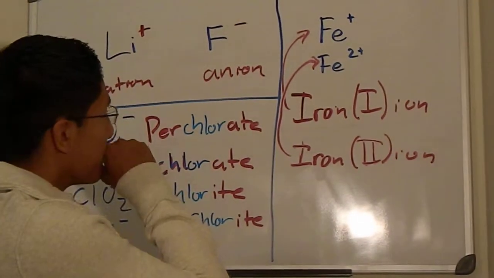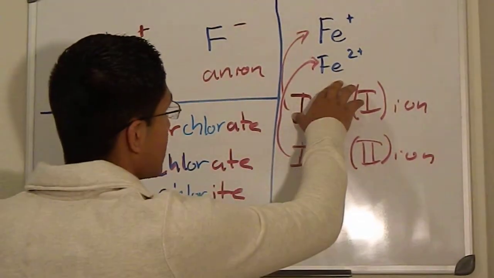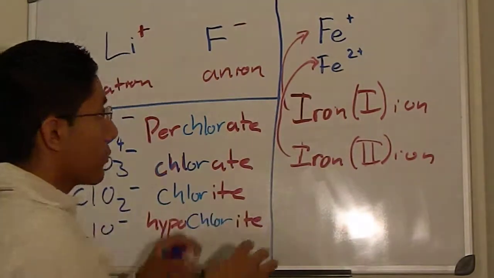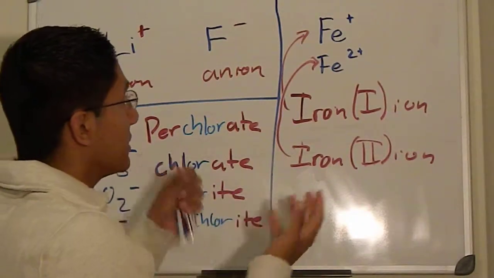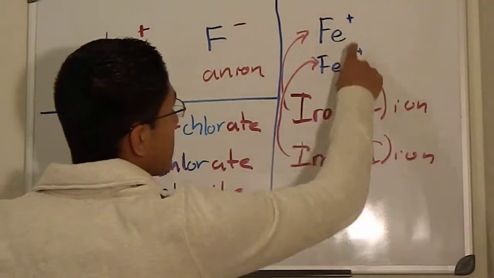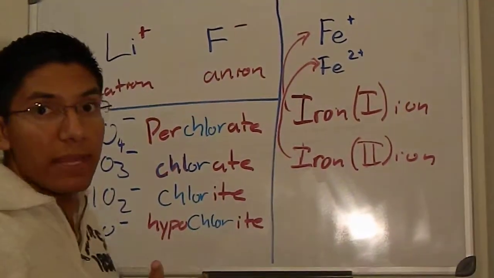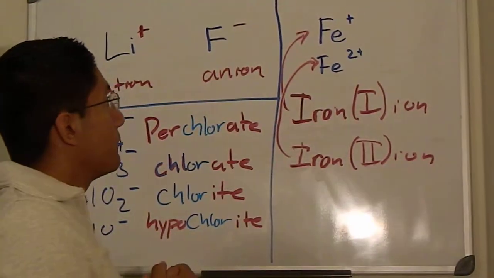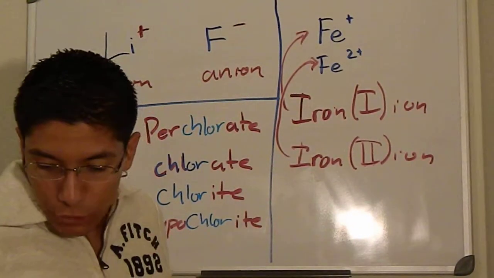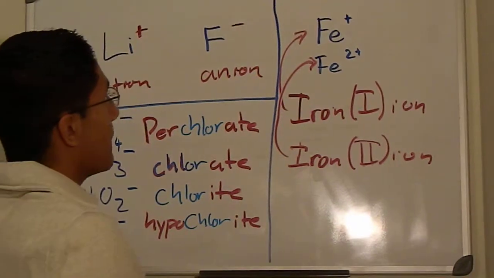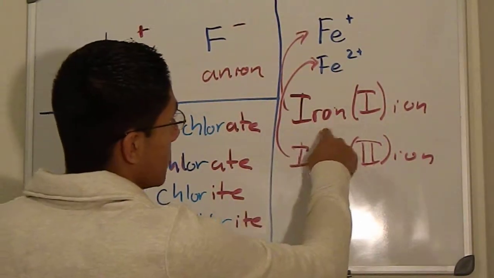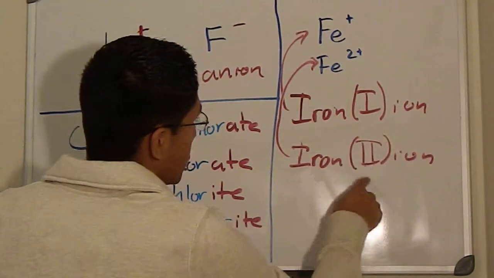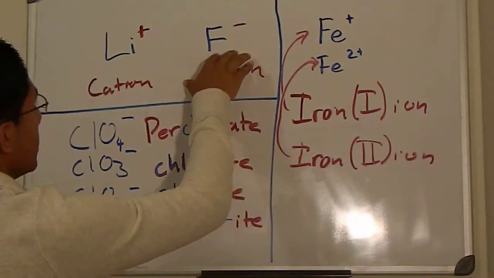Now, these here are transition metals. These are the ones in the middle of the periodic table. And these here can have different charges. It can have a plus and a 2 plus. There's some that could have maybe 2-3 different charges, right? So the way that you denote this is calling this iron 1 ion, iron 2 ion.